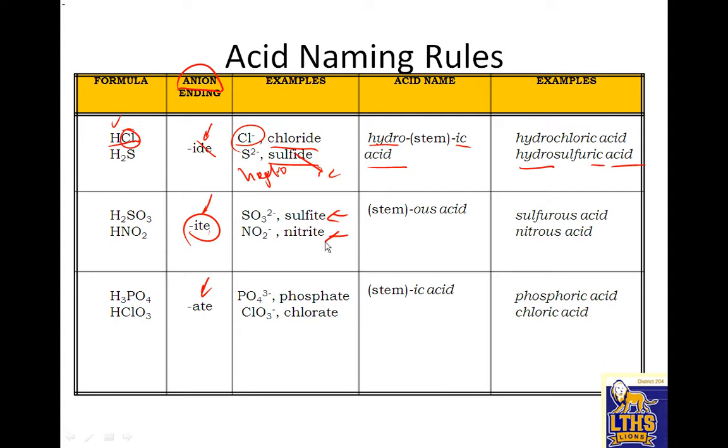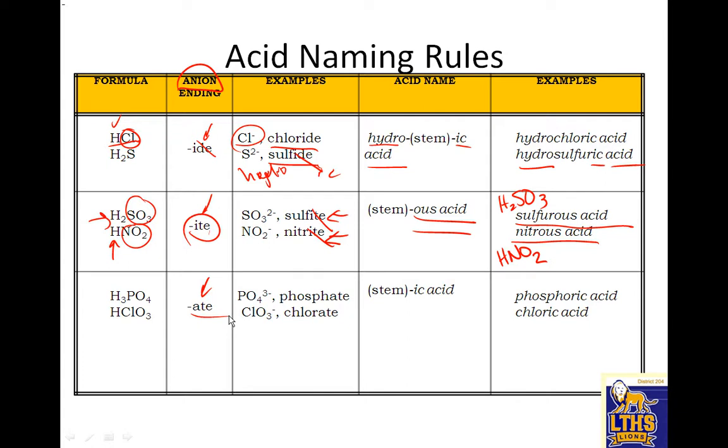What if the original anion ended in the letters ITE? Well, here's sulfite and nitrite. How do we know they're acids? Because they start with hydrogen. And so then you drop the ite and you add ous acid. So sulfurous acid and nitrous acid. So this is H2SO3 and HNO2.